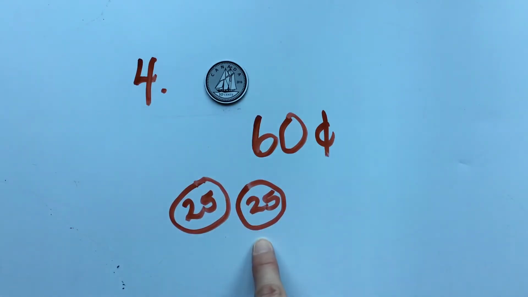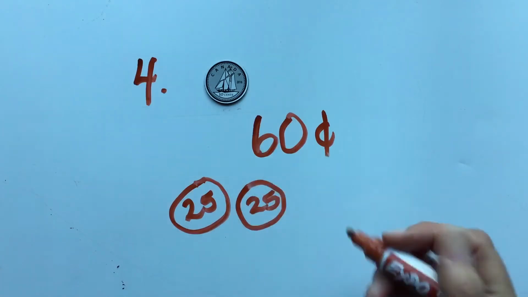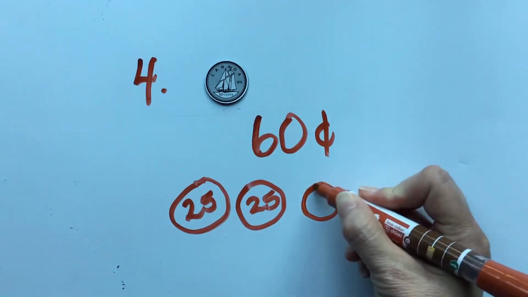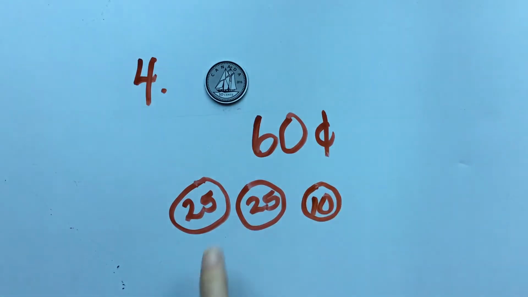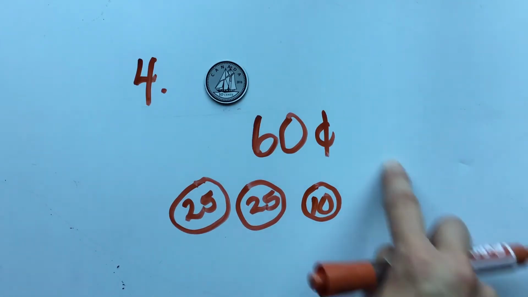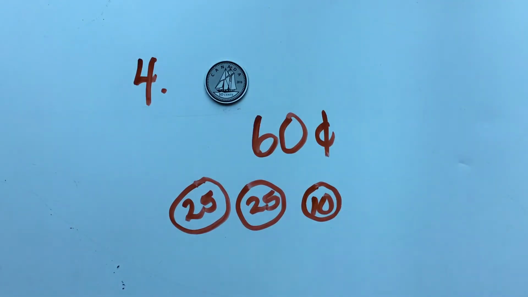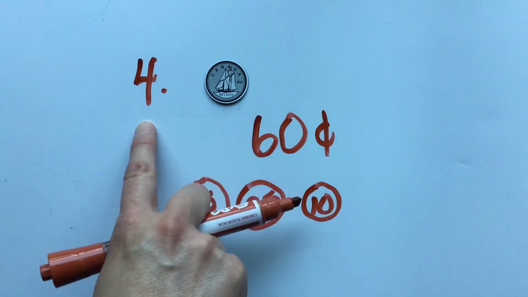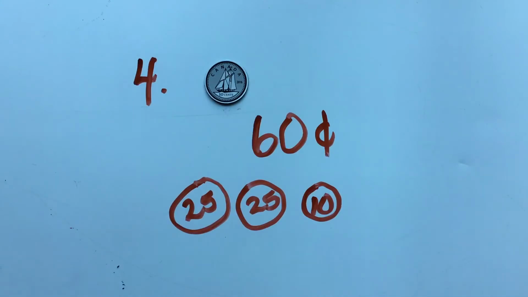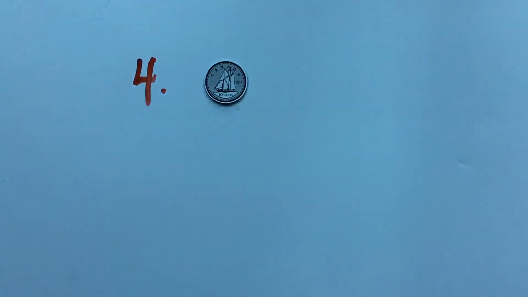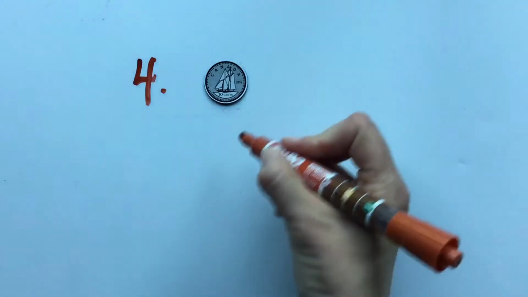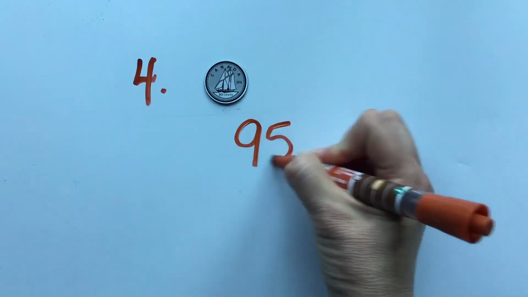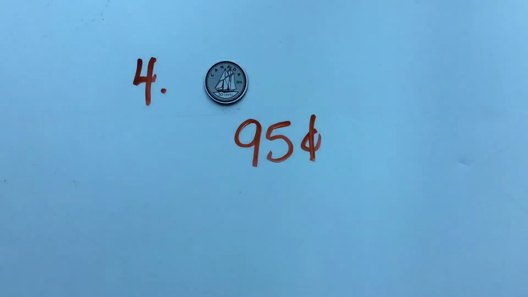25, 50. What do I need to get to 60? Well, let's do 1 dime. Let's see if that's enough. 25, 50, 60. Look at that. We've already reached our total amount. I only had to draw 1 dime. So in question number 4, you were adding dimes to get to your total amount. Let's try another one. What if I want to get to 95 cents? Let's go for a bigger number, right?